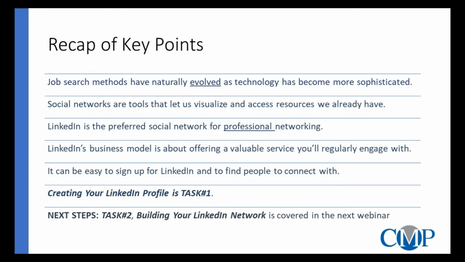Social networks are tools that let us visualize and access resources we already have. In many cases, we don't even know what we don't know. LinkedIn will constantly be calling your attention to these things based on its own keyword search in its algorithm. It'll be presenting job opportunities and people you might want to connect with. LinkedIn is the preferred social network for professional networking. You've got many other choices in social media, but this is the preferred professional network of people that you want to engage during your job search activities.